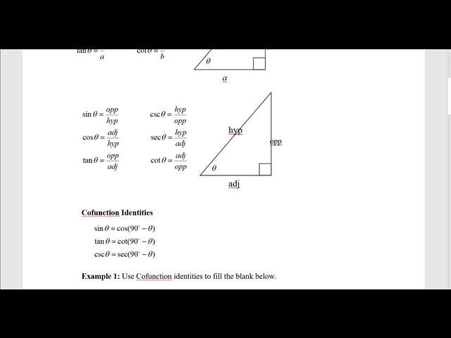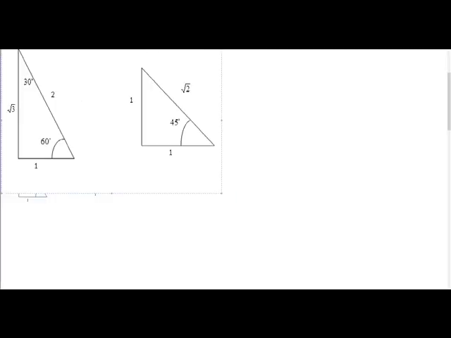Now I want you to focus on two particular triangles. I already prepared these two triangles: the 30, 60, 90 degree triangle, and the other one is the 45, 45, 90 degree triangle. Any triangle proportional to these works just the same. Now, how do I get this 30, 60, 90 degree triangle?